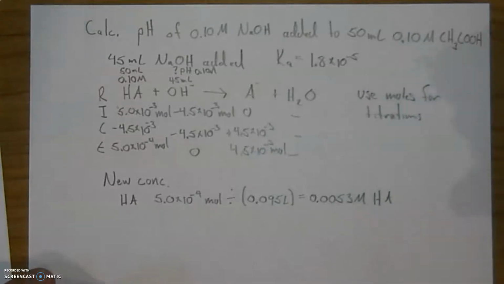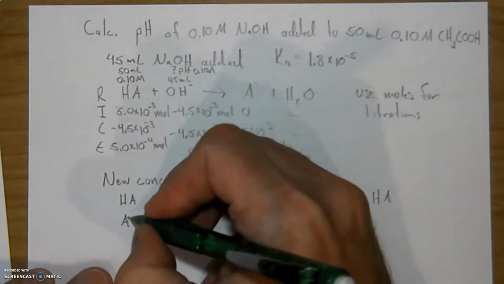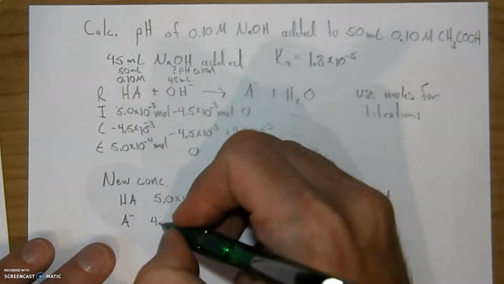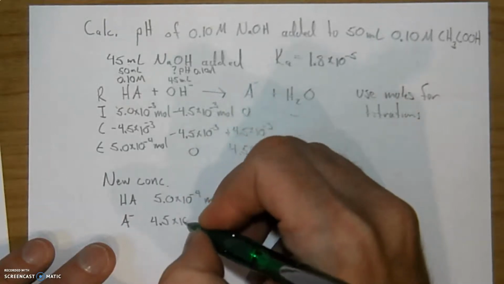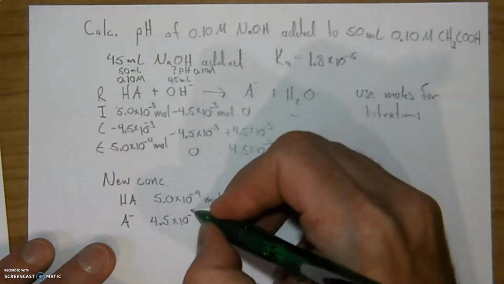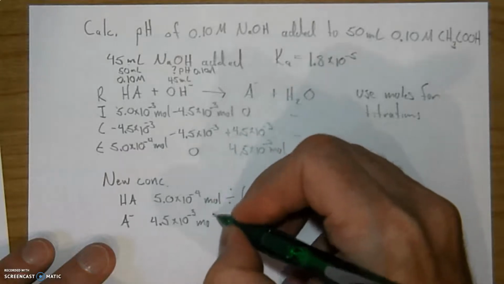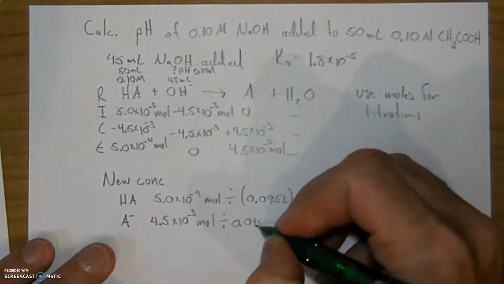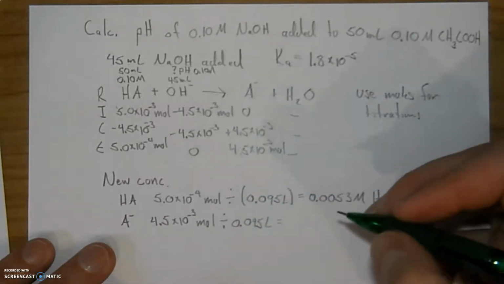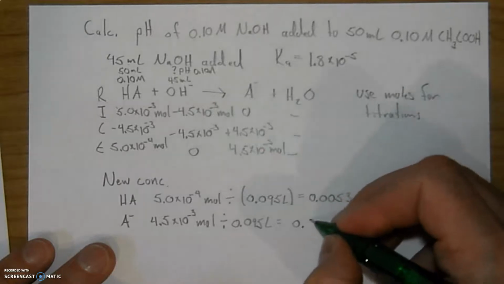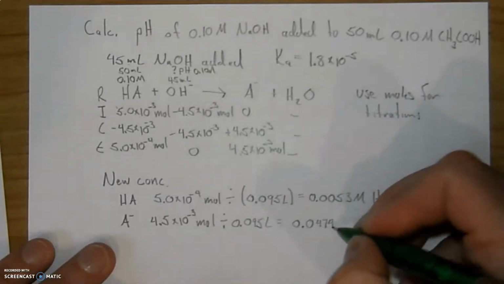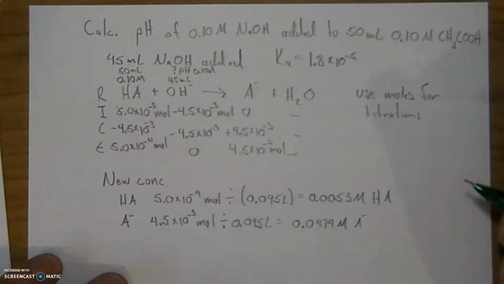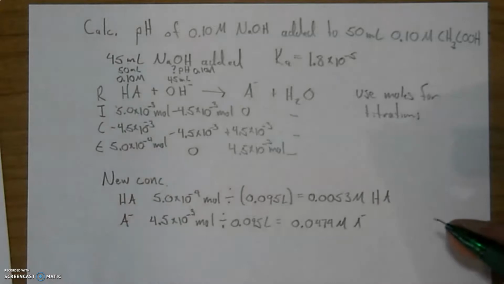Write it again, HA. For the A minus, the sodium acetate, same idea. I'm going to take this 4.5 times 10 to the -3 divided by the same total volume, and that's going to give me 0.0474 molarity A minus. Okay, so I have these two values. This is fantastic. I think I'm almost done.